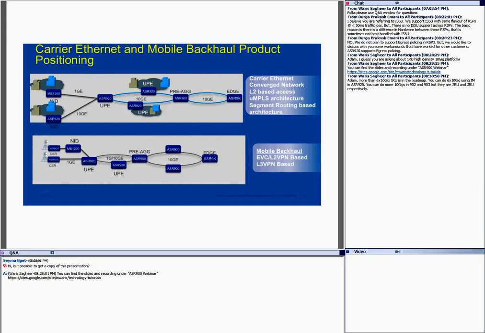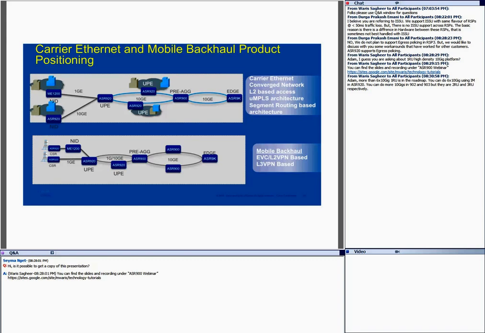So product positioning: I've been reiterating ASR900 for aggregation, ASR920 for access. In a service provider environment, you will see a core network, and in the core, classically Cisco core position devices are your NCS, CRS, and then the edge is the ASR900, and from the edge you will have a pre-agg ring. That's where you would position your ASR900 boxes. From your pre-agg, there will be access rings hanging off. That's where ASR920 will come in.